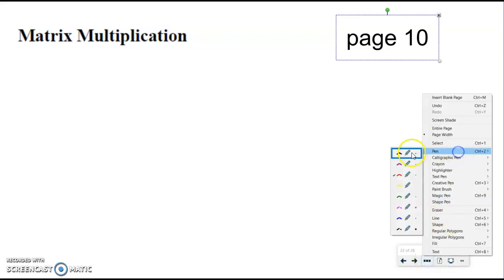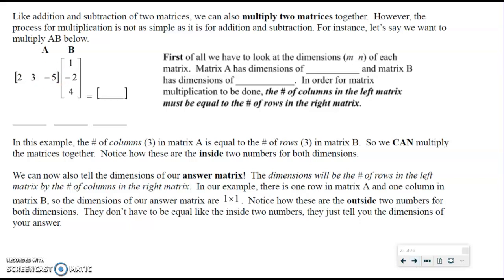Right, so we are on page 10, just looking at the idea of matrix multiplication. What we're trying to do is take two matrices and multiply them together. First, we have to look at the dimensions of each of these. Matrix A is 1 by 3. Matrix B has 3 rows and 1 column, so it's a 3 by 1.